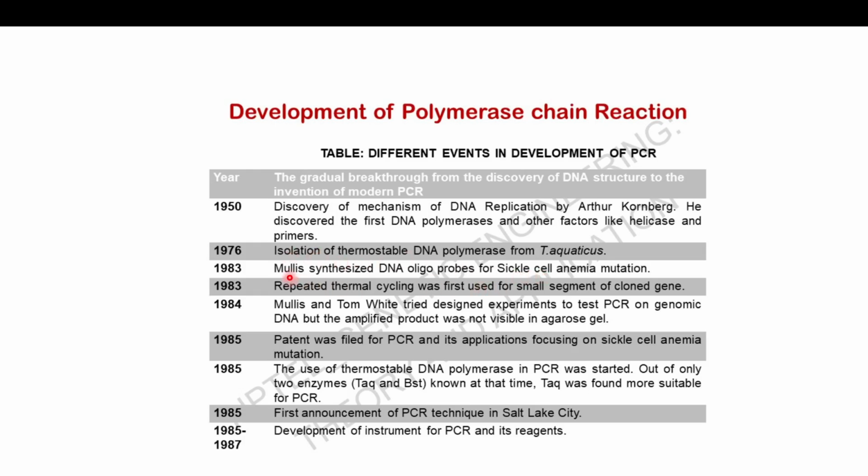Then Mullis synthesized DNA oligoprobes for the sickle cell anemia mutation. Then thermocycling was done to form a small segment of the cloned gene. Then a patent was filed. Thermostable DNA polymerase was used for PCR. Taq is still used for PCR now, still being used. And the instrument for PCR is called a thermal cycler.